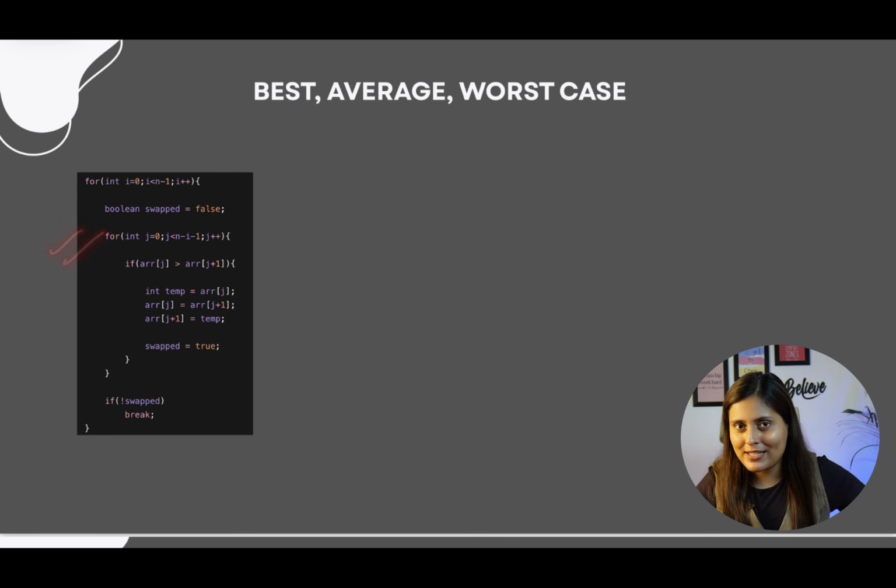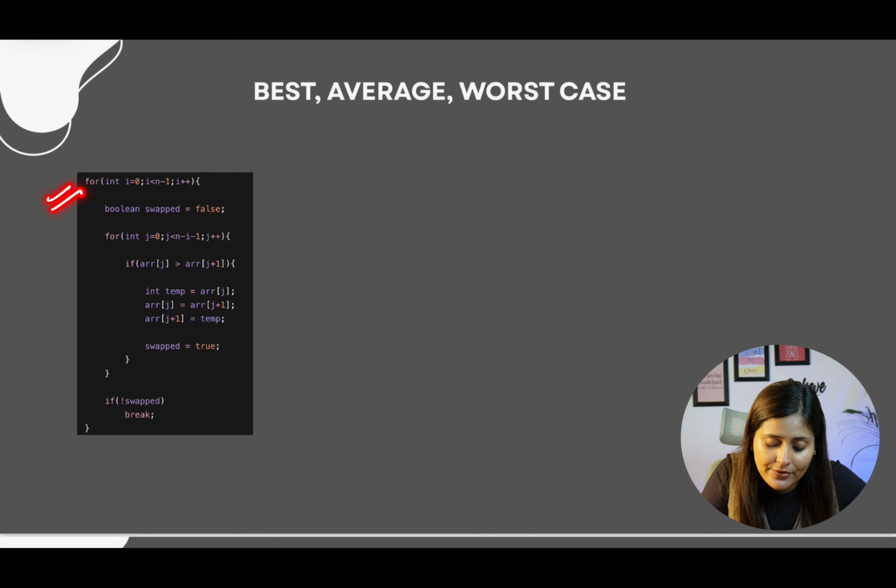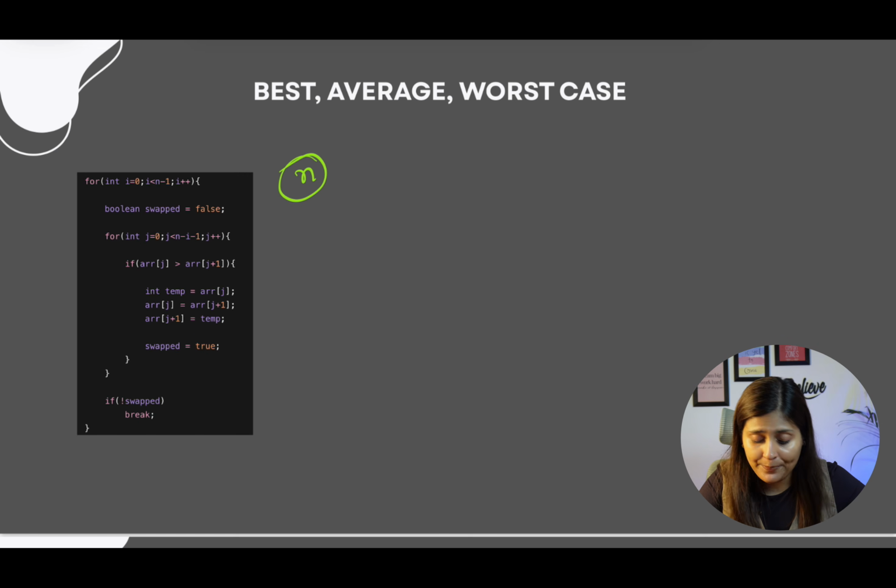But how to calculate the best, average and worst case time complexity? Let's try to do it with this given example. Here, as you can see, the very first for loop is running from 0 to n. So can I say the first for loop will take O of n time complexity? Yes.